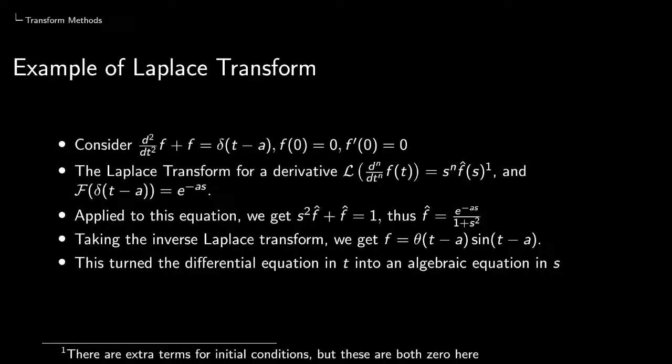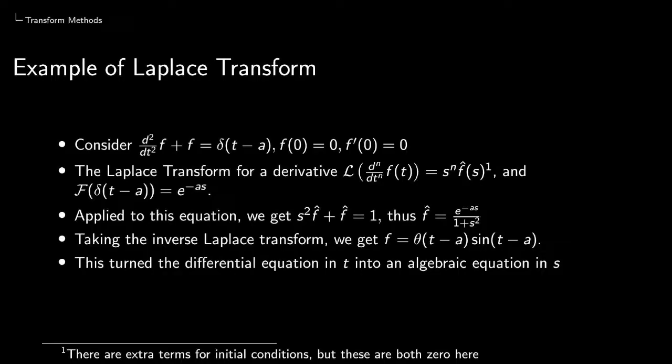So we can take the inverse Laplace transform of that, and using the rules of Laplace transforms, you can get a fairly easy answer of theta of t minus a times sine of t minus a, where theta is the Heaviside step function, so it's 0 before a and then 1 after a. What we get is that nothing is happening, and then suddenly it's oscillating with frequency 1, which is what you expect given the frequency of this particular oscillator.